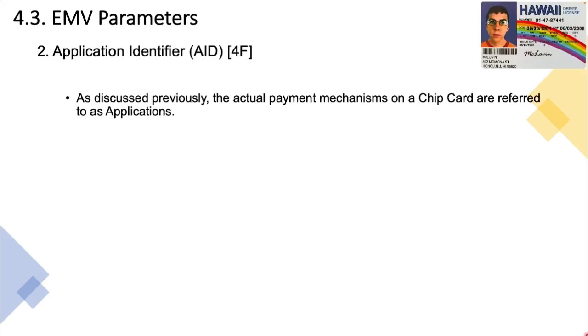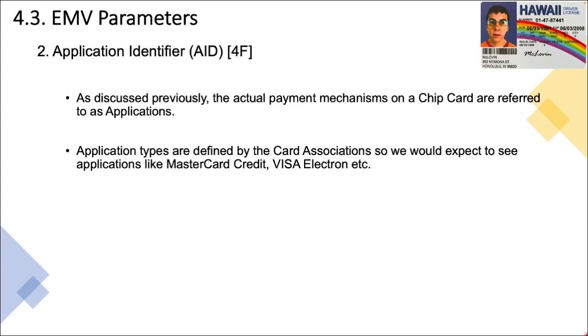Okay, so AID stands for Application Identifier, or AID for short, and it's personalized on the card with a hex tag of 4F. So as we mentioned before, the actual payment mechanisms that live on the chip card are referred to as applications. And so just remember, think of an application as the equivalent of a virtual card. You could have one physical piece of plastic, but you could have multiple virtual cards that live on it, and each virtual card is also called an application. Right? So the application types are defined by the card schemes, by the card associations. So when we talk of applications in the EMV world, we expect to see applications like MasterCard Credit or MasterCard Debit, Visa Credit, Visa Debit, Visa Electron, Maestro, etc.